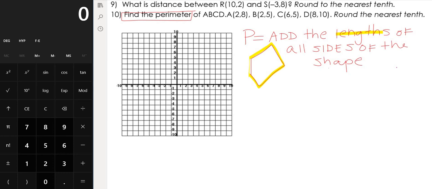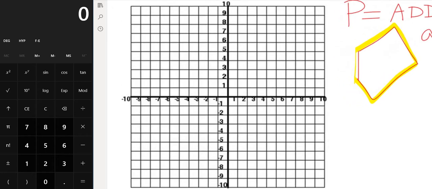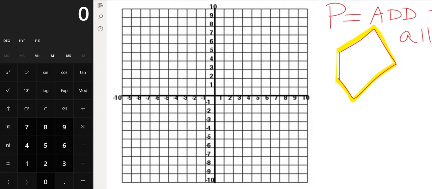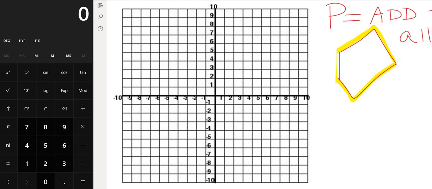Now, our shape is called ABCD. If there are 4 points, that means it's going to have 4 sides. The number of vertices, the number of points, equals the number of sides. Okay, let's go ahead and take a look. I'm going to start plotting. So I'm going to zoom in. And let's go ahead and start plotting.